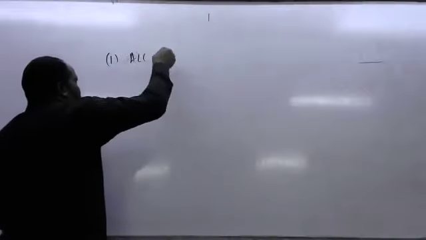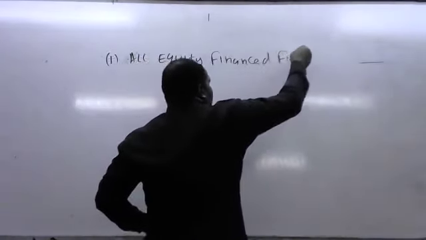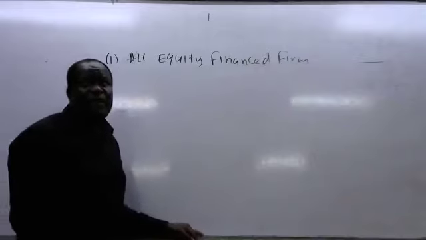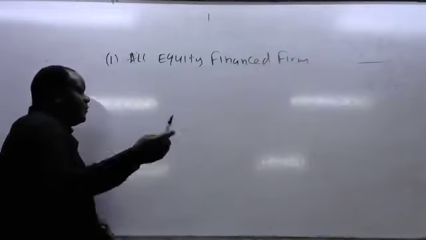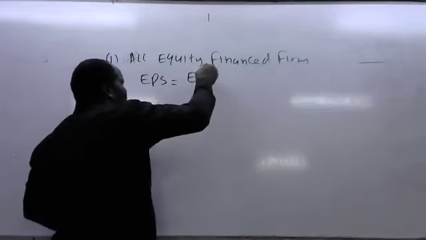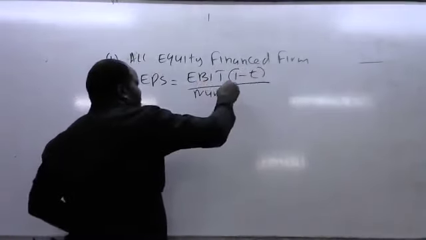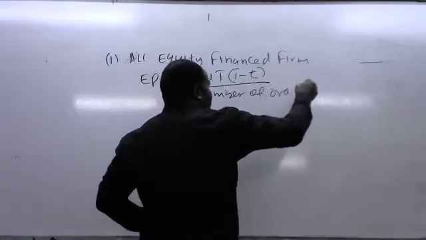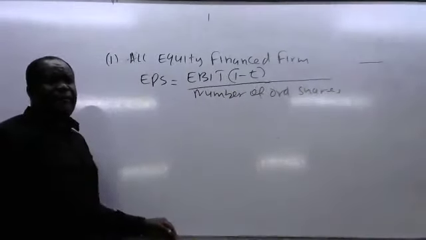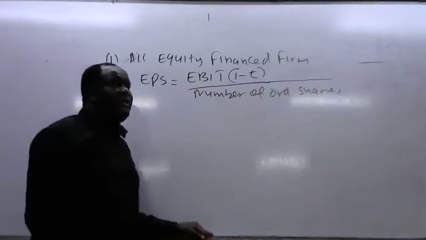All equity financed firm. So if it is all equity financed, earnings per share will be given by earnings before interest and tax, then 1 minus the tax rate, and we divide by the number of ordinary shares.